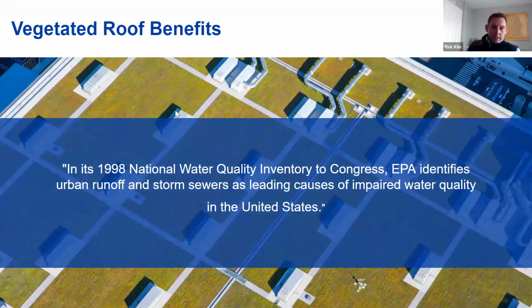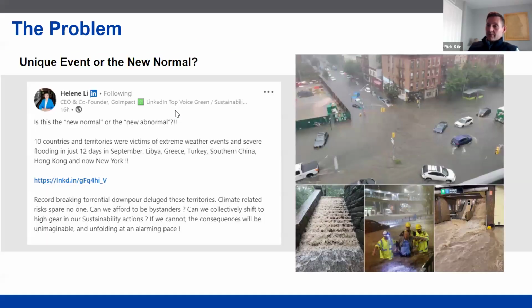I thought this quote was pretty poignant. Basically, the EPA has identified urban runoff and storm sewers as a leading cause of impaired water quality. So it's a significant problem. And really, those of you who might be on the call from New York or the greater tri-state area, these are pictures that you might even be familiar with from last year. The issue is that we're continuing to see increased volatile storm events, significant storm events that are having this kind of effect on our urban areas.